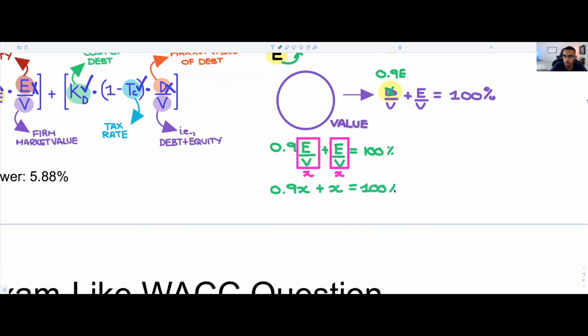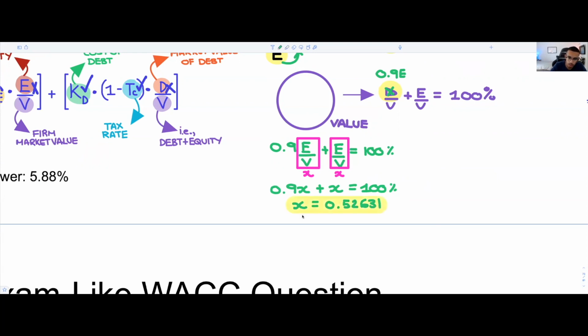And we could say that 100% is equal to 1 really, such that you could argue that X is equal to, what is it equal to? Let's figure it out. It's my first time doing this question as well. So 0.9x plus x is equal to 1, such that x is going to be equal to 52.631%. So we could say 0.52631. That's going to be our equity over value.